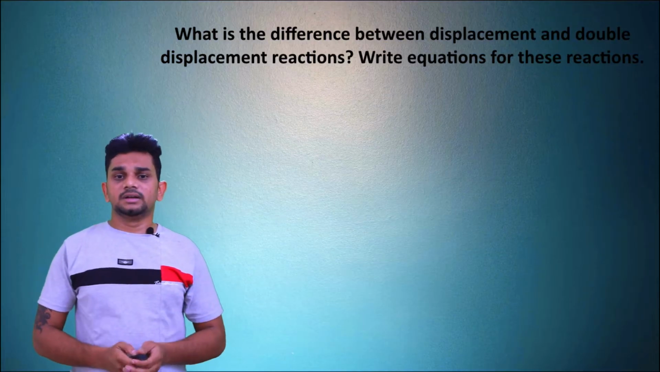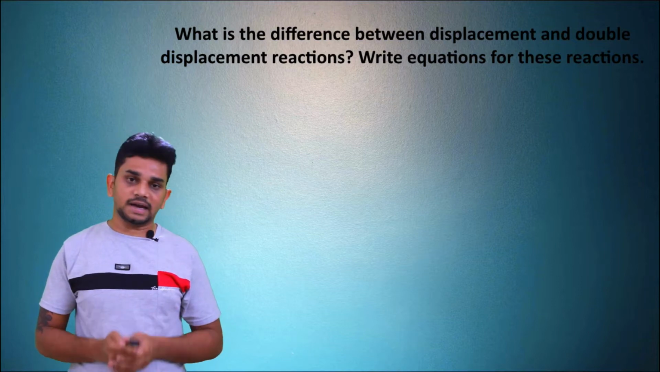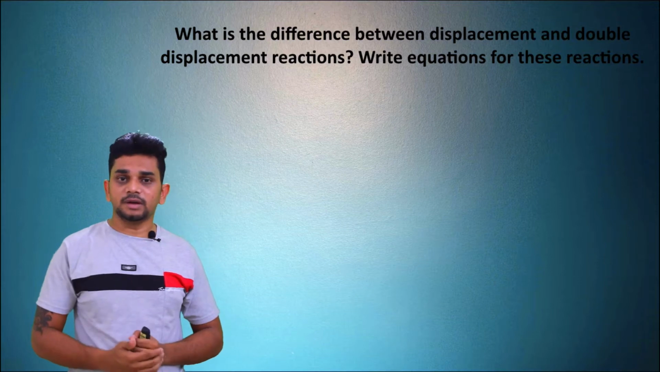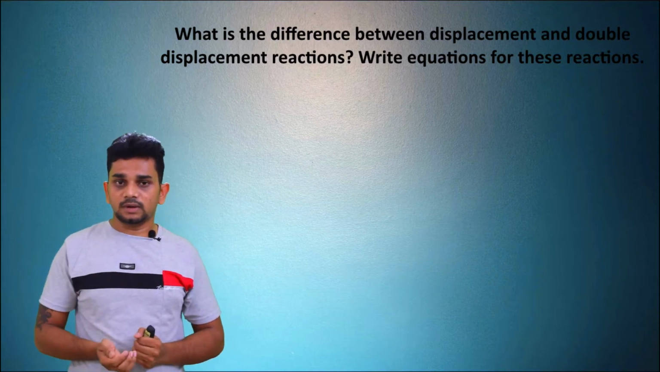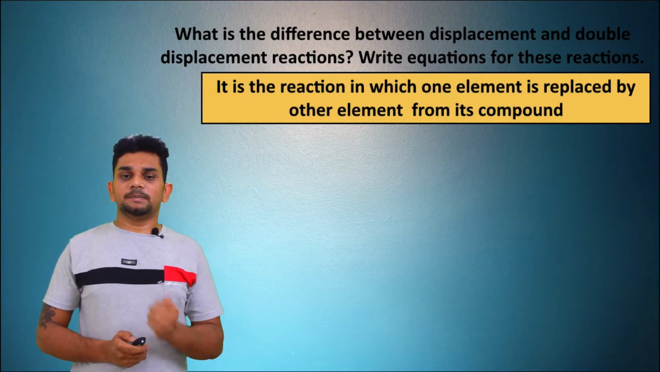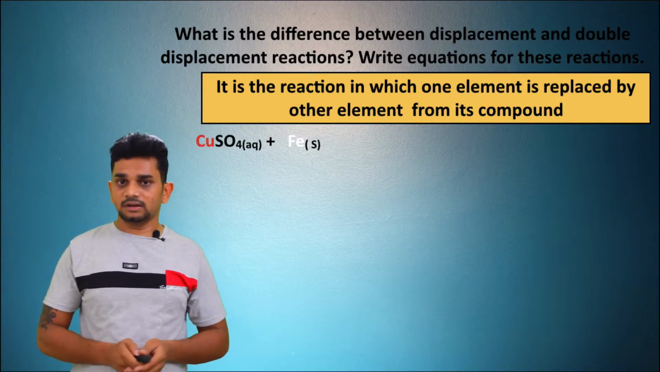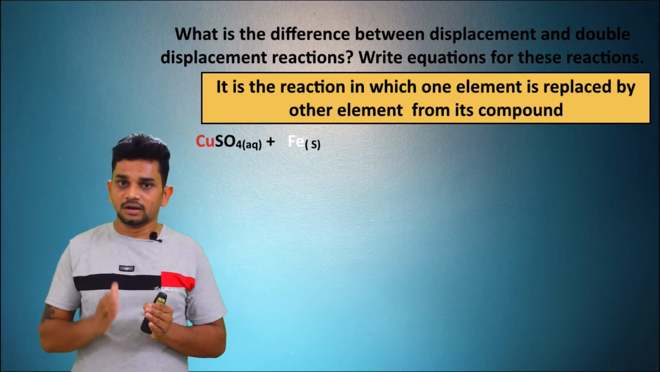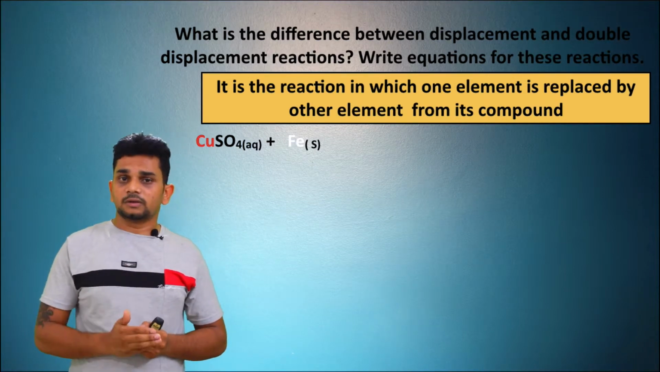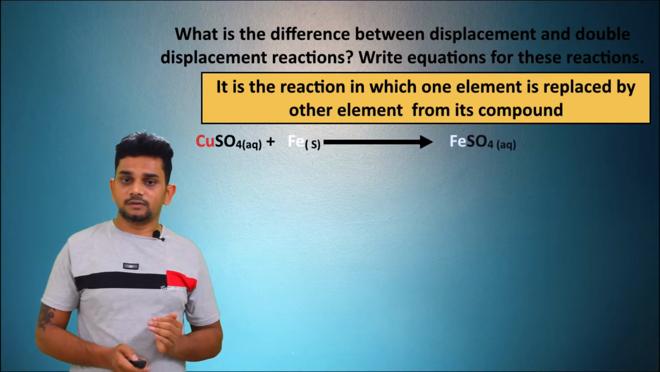What is the difference between displacement and double displacement reactions? Write equations for these reactions. Displacement reaction means one element replaces another element from its compound. The more reactive element replaces the other element. For example, CuSO4 plus Fe. When copper sulfate reacts with iron, iron is more reactive than copper. The iron replaces copper from the copper sulfate solution, and the products are iron sulfate, ferrous sulfate, and copper.